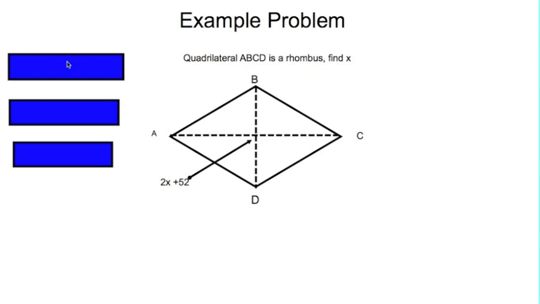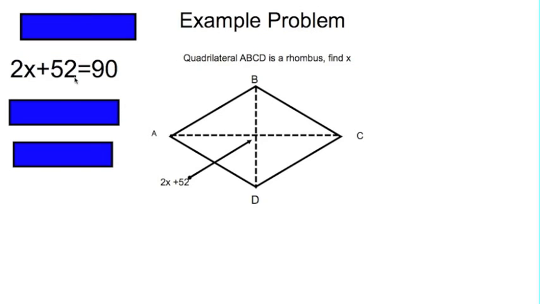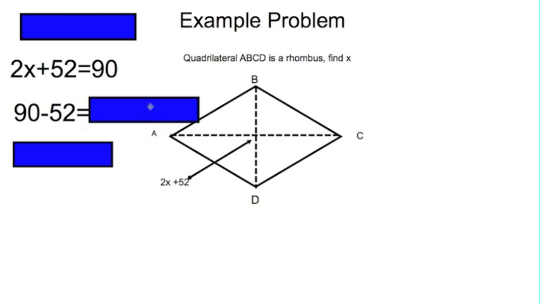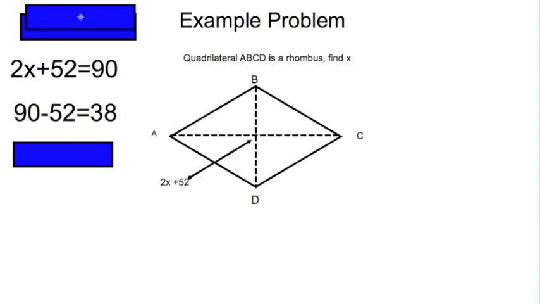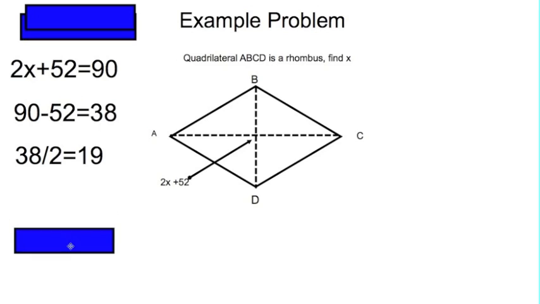Here we go again. So this time we're trying to find the x in this rhombus. Try to remember that special thing about the diagonals of a rhombus. Oh yes, they're perpendicular. We'll set the value of 2x plus 52 equal to 90. And now we solve. So that's 90 minus 52, 38, divided by 2. That's 19. Great job.